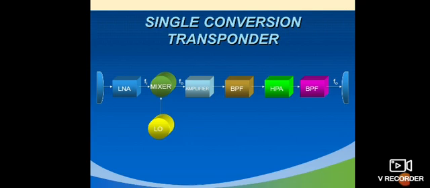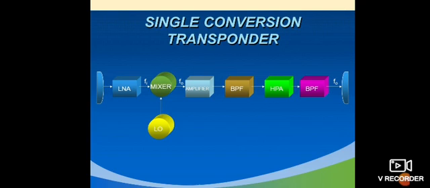So the downlink signals are going to be retransmitted towards the receiving earth station. Like this, the operation can be done within the single conversion transponder.